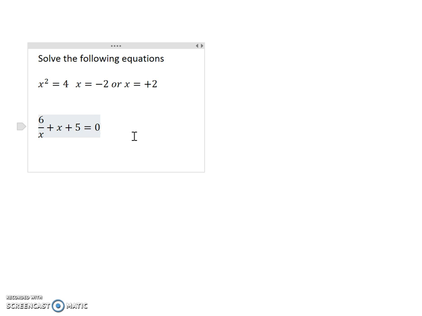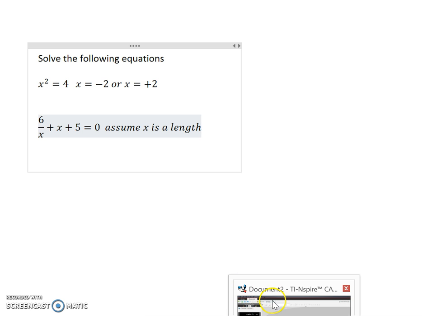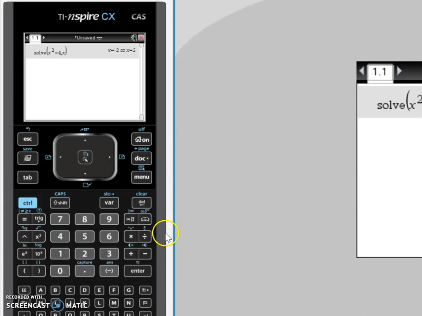When you've worked with some algebra word problems, you might have to equate two expressions because they're the same, and you can use CAS to solve. Say for some reason you've come up with this algebraic expression and it equals 0, and you ask to solve for x. And let's assume x is a length. Okay. So what do I do?